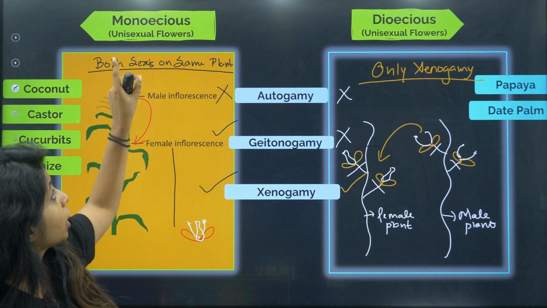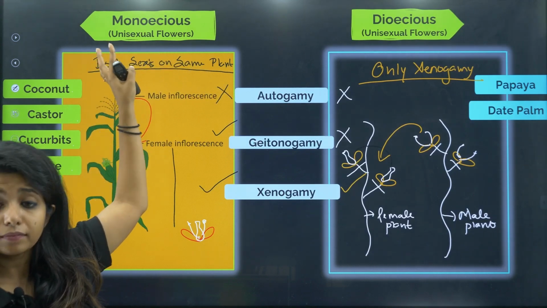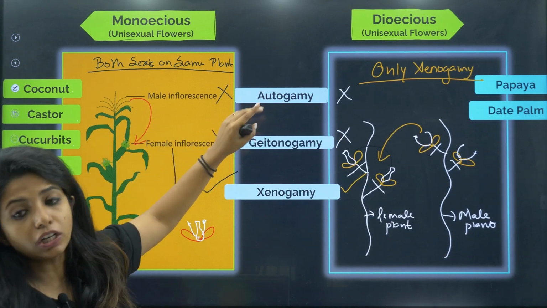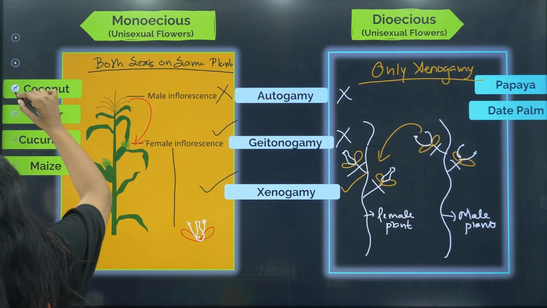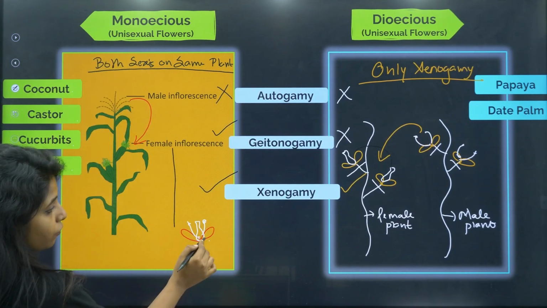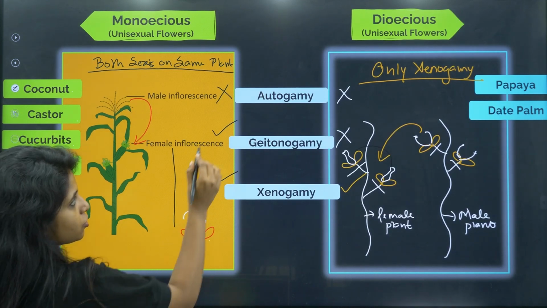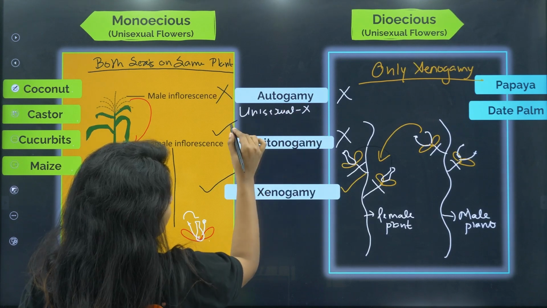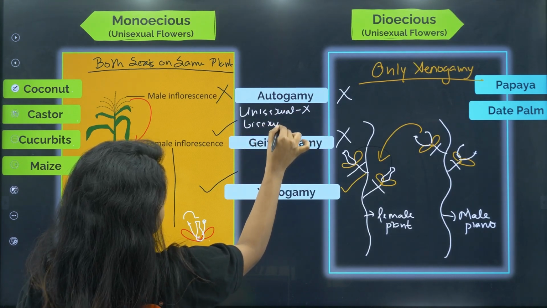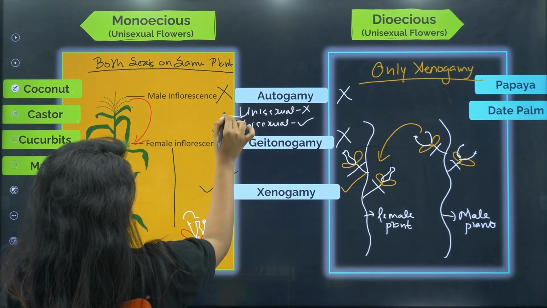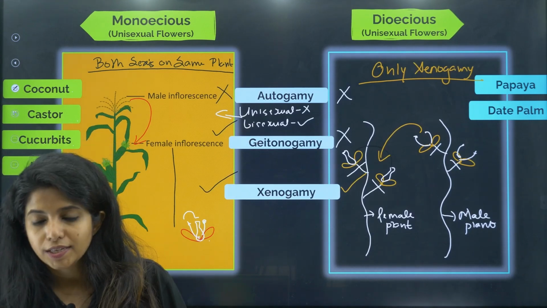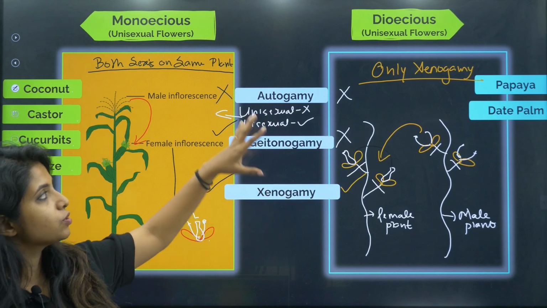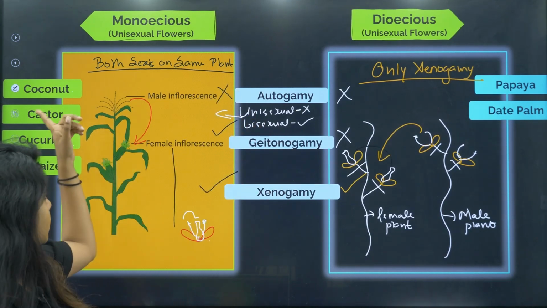Autogamy, if we talk about unisexual flowers, children, if we talk about monoecious plants having unisexual flowers, they will not be showing autogamy, but if we talk about monoecious plants that have bisexual flowers like this, for them autogamy is possible. So, I will write for unisexual, it is no, for bisexual it is yes. This is the case of monoecious plants. Agree? So, now when the question comes whether papaya is geitonogamous or xenogamous or things like that, you should be able to know the answer. Same with them also.